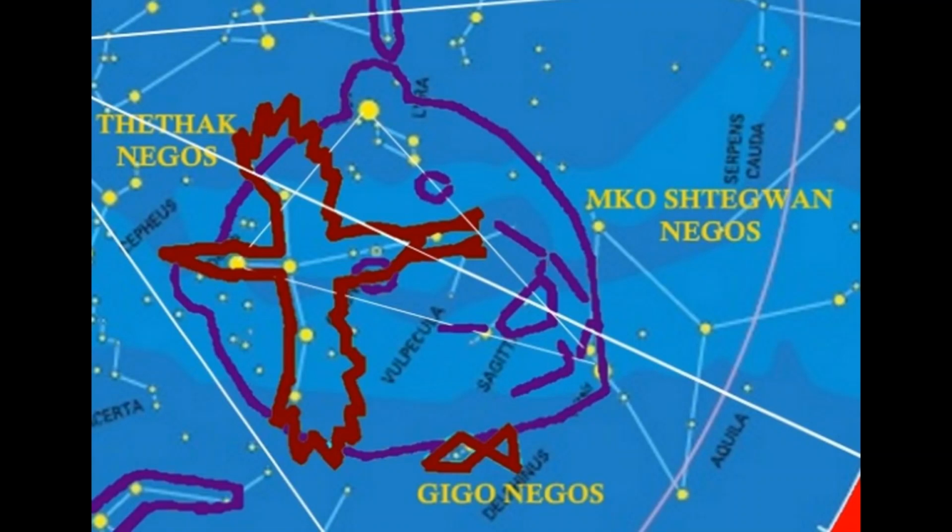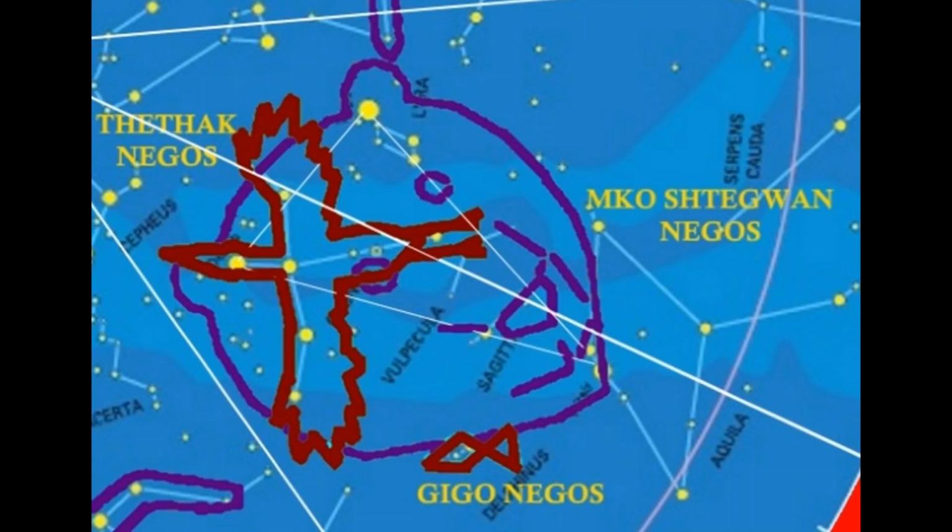Bearhead star or bearhead constellation. Also, if you look to the bottom of it, you will see the Delphinius constellation. Now, we see that as Gigo Nogos, or the fish constellation. It appears to be in the bear's mouth as he is fattening himself up.